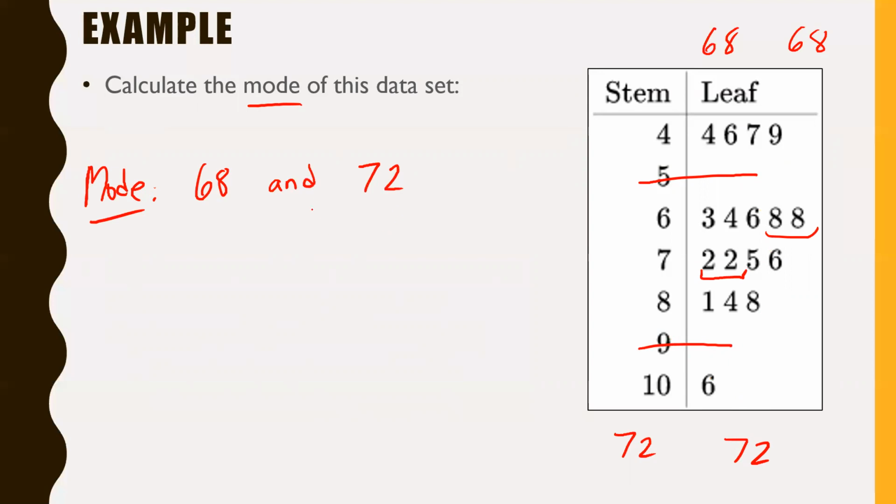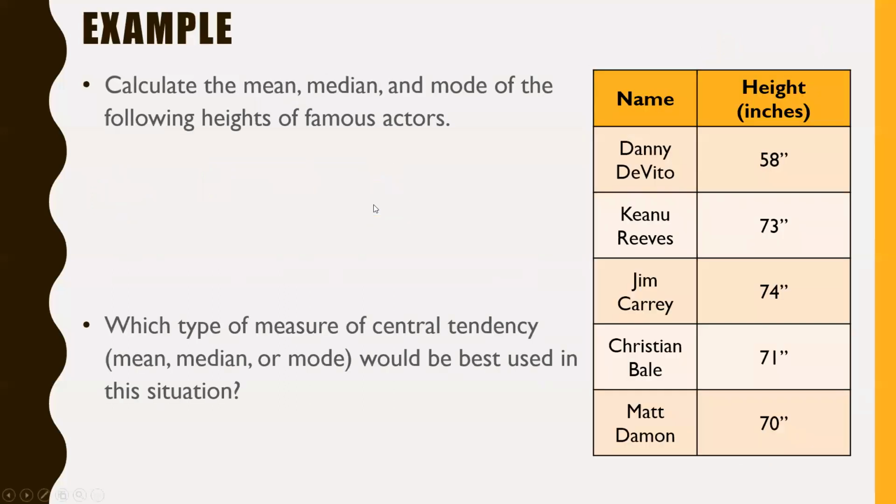You can have 2 modes. That's totally acceptable. Do not find the mean of these two, like you don't find the middle point or anything. It's just that we have 2 winners here. The ones that appeared the most often were 68 and 72. So in other words, that would be our mode.